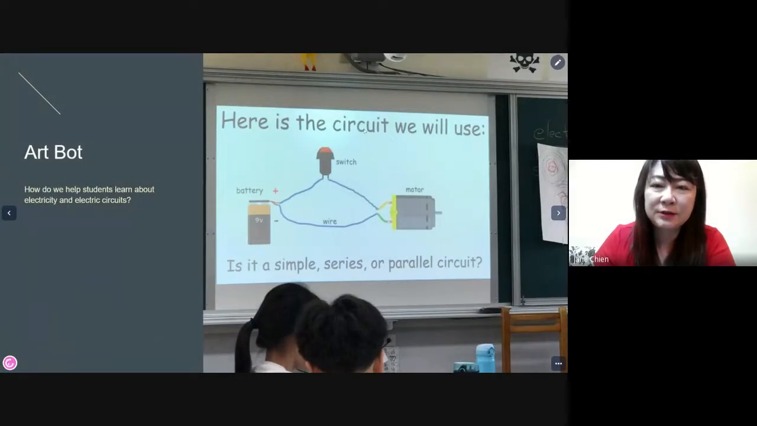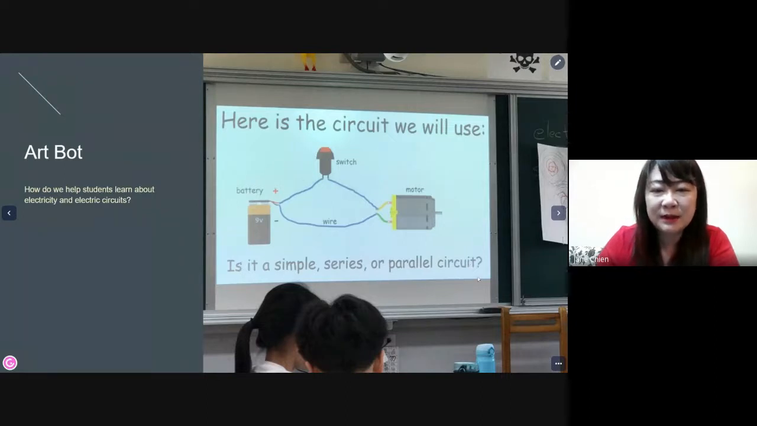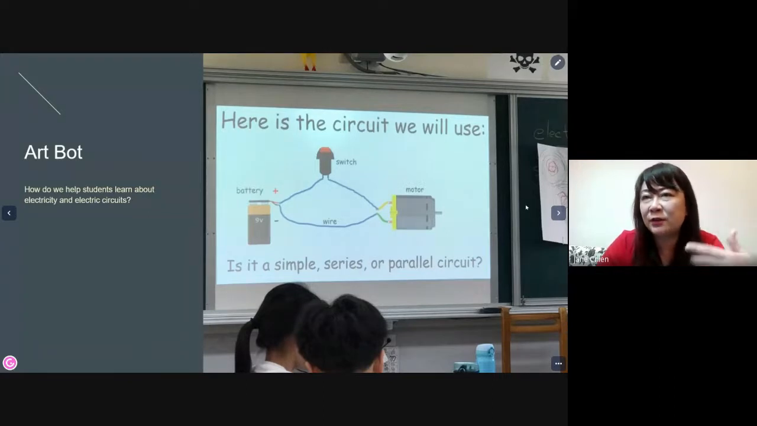And here is the circuit you will use. Is it a simple series or parallel circuit? And they had to respond to this question by looking at this and deciding which kind of circuit it is. And this is fourth grade. Okay. So because the word circuit is repeated like 35 times, it's really natural for them to learn the word circuit. And it's all in a very natural setting. We're not having them repeat after the teacher so many times. It occurs in a natural conversation.